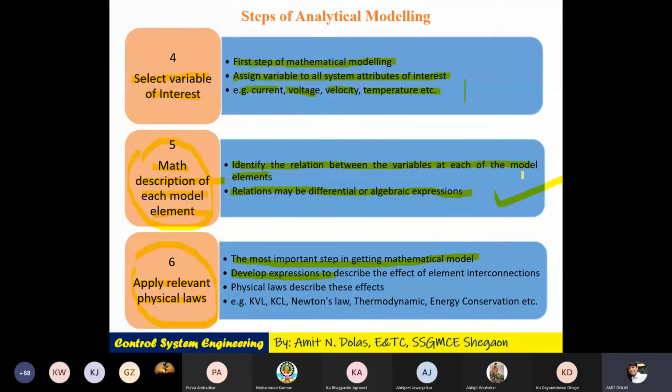But whenever a complete circuit is there, R, L, C together are connected in a certain fashion, and we apply certain physical laws like KVL and KCL, after that we will get maybe a differential equation or algebraic equation. Those equations we get after application of physical laws here. So the most important step in getting the mathematical model: develop expressions to describe the effect of element interconnections, then physical laws describe these effects. Example KVL, KCL, Newton's law, thermodynamics, energy conversion, etc.